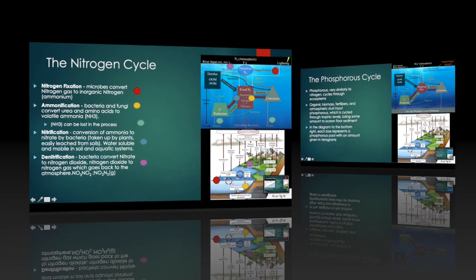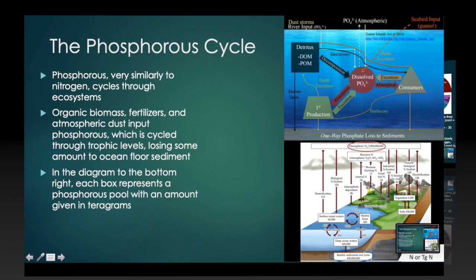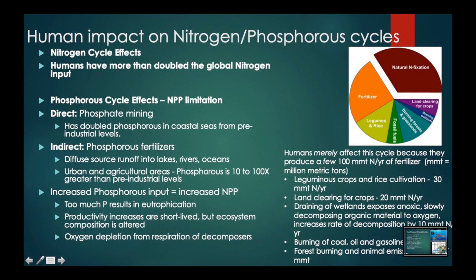So next we have the phosphorus cycle, which this one's more related to fertilizers and that sort of thing. And phosphorus is a limiting nutrient in most ecosystems, so this one often leads to algal blooms when people don't know how to dispose of fertilizer correctly.